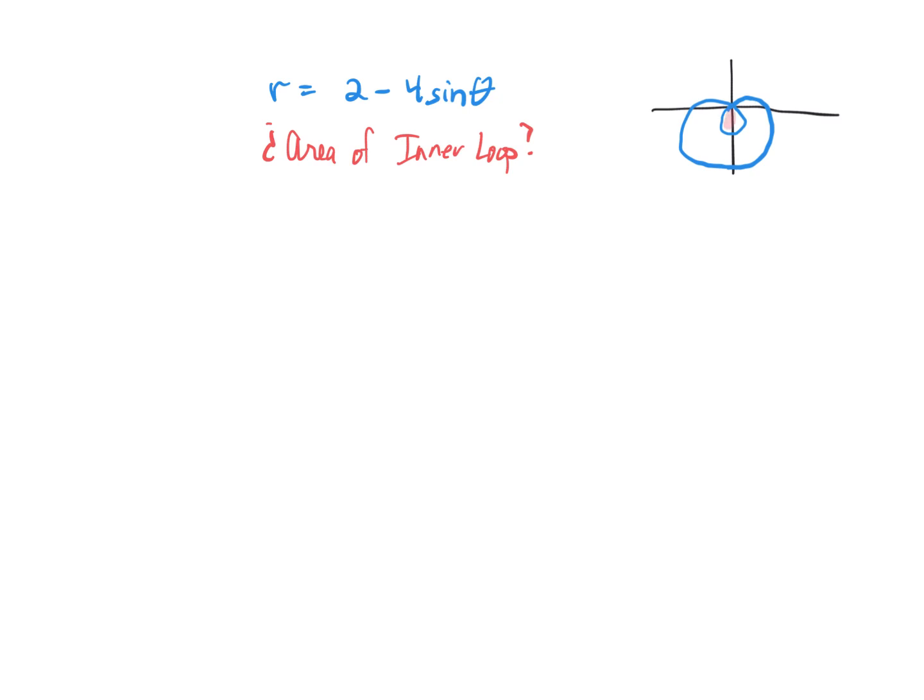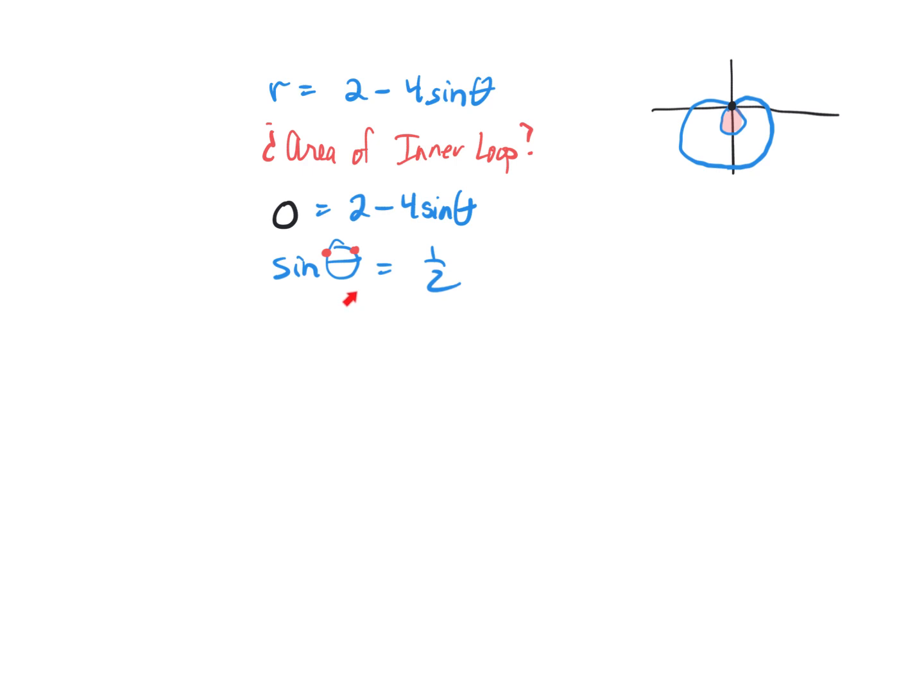All right, we need to find the area of this inner loop. So we need to be at the pole and moving in one direction or the other until we get to the pole again. So let's find out when we're at the pole. When is r equal to 0? So we set r equal to 0.